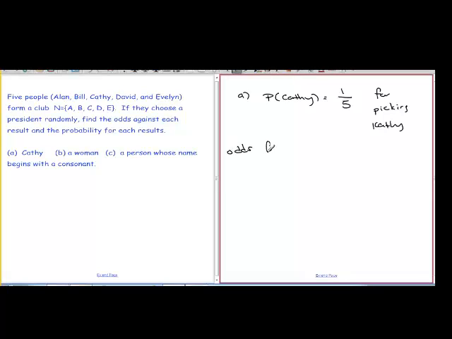So the odds for are going to be 1 to 4, because the number of favorable outcomes is 1. Unfavorable is picking Alan, Bill, David, or Evelyn. So the odds against, you just switch the two. So it's 4 to 1.